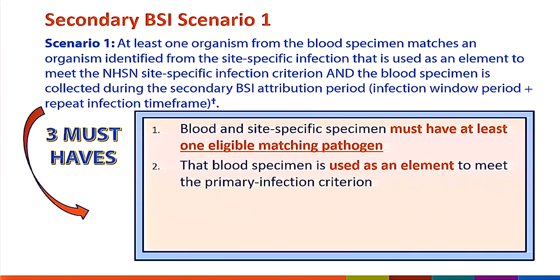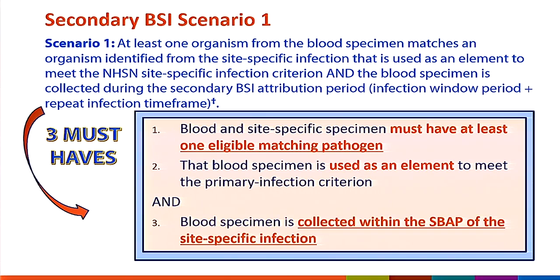The blood specimen is used as an element to meet the primary infection criterion. And the blood specimen is collected within the SBAP of the site-specific infection. And I'm reading that there's a typo on here. It should say that the site-specific specimen is used as an element to meet the primary infections criterion. So please make a note of that on your slides.